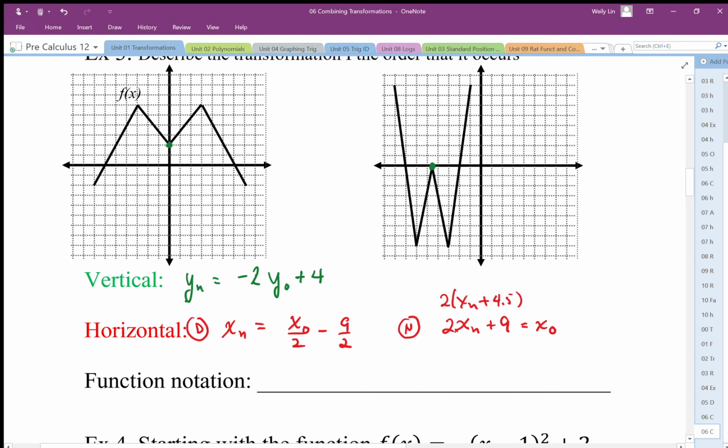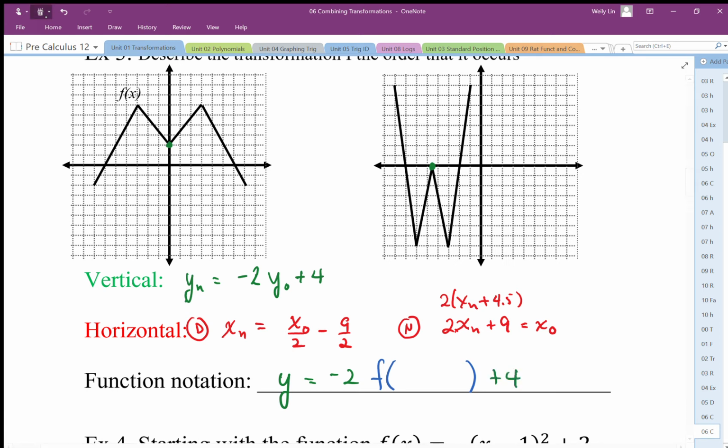Okay, those are equivalent. So I'm just going to use that one just for the sake of argument. Now I can write it in function notation. So y equals -2 times my f of x. Here's my original f of x, whatever that graph was. And then on the outside of that, I'm going to do plus 4.